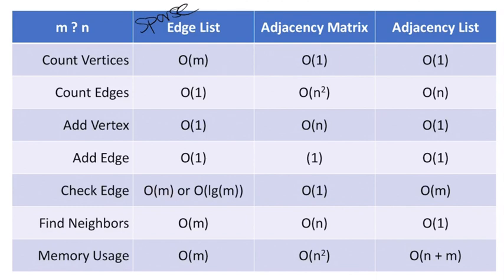If you have a dense graph, a lot of times you want to go with an adjacency matrix just because it makes access very easy. It's really easy to access any particular edge in constant time. So to check an edge, it's constant time.